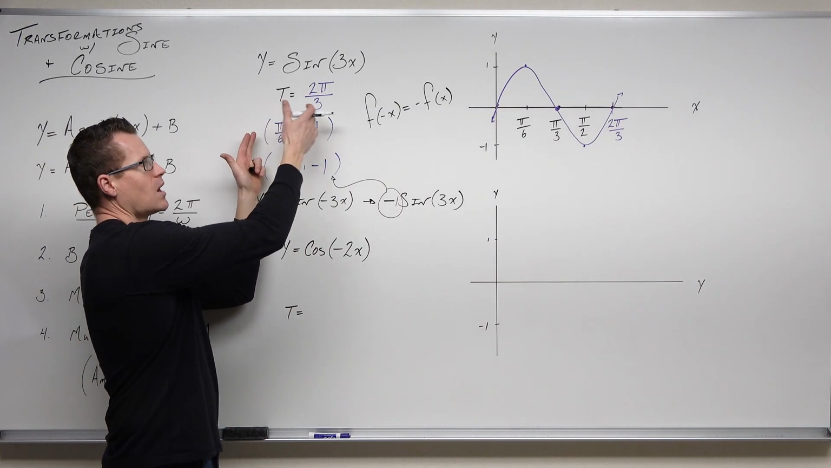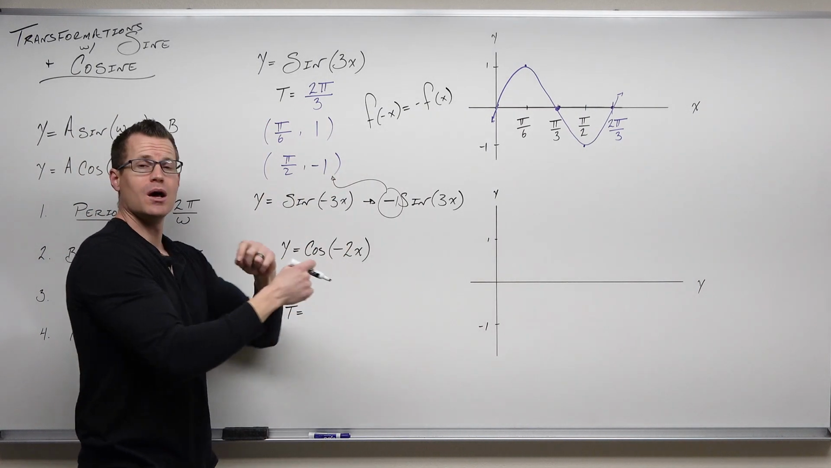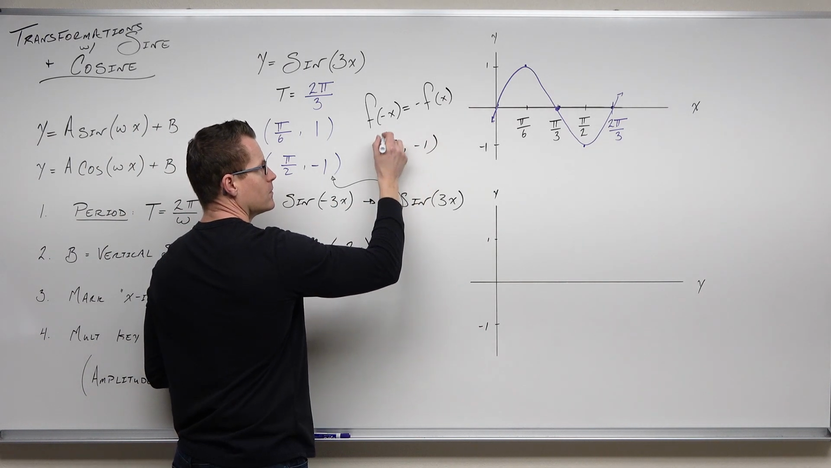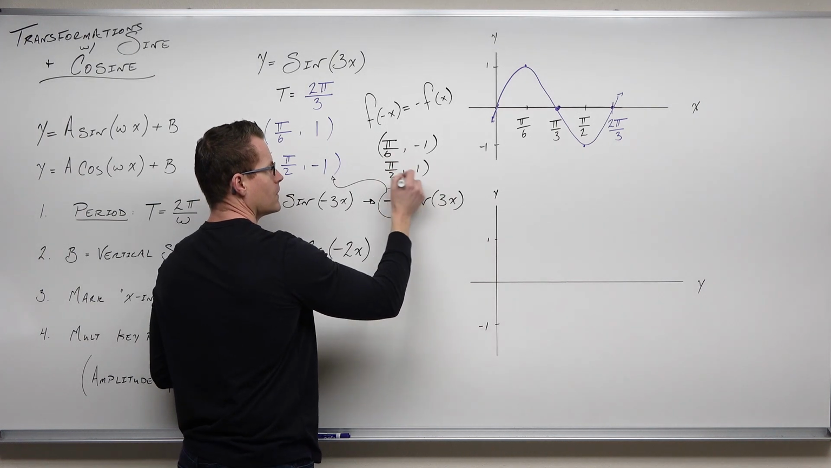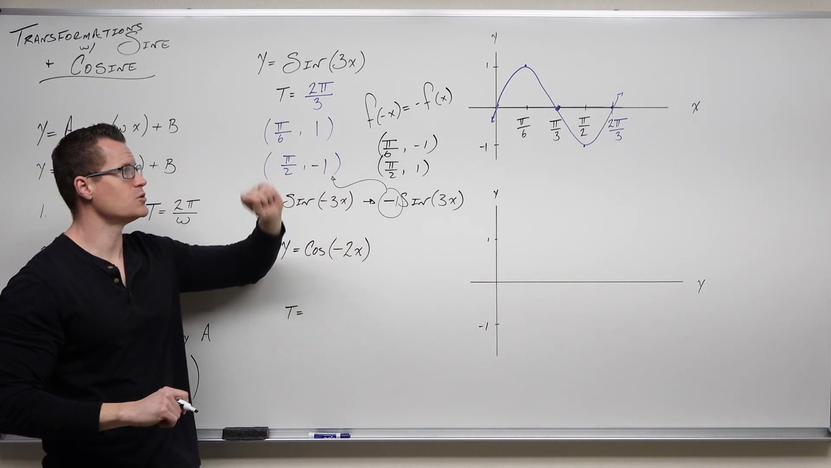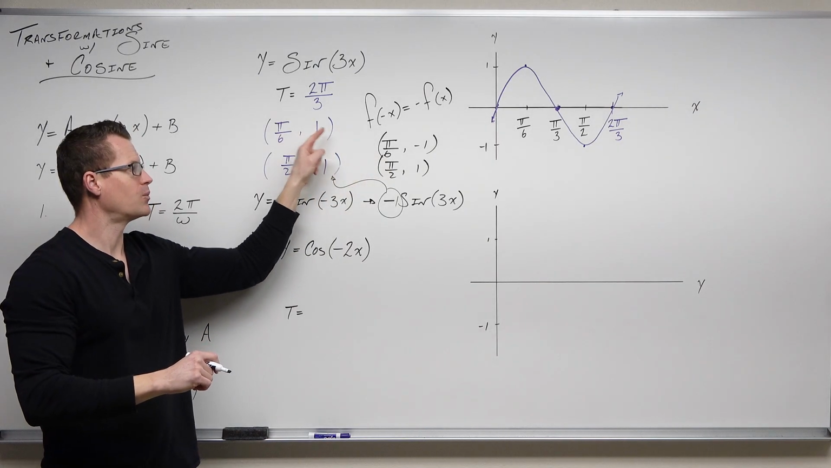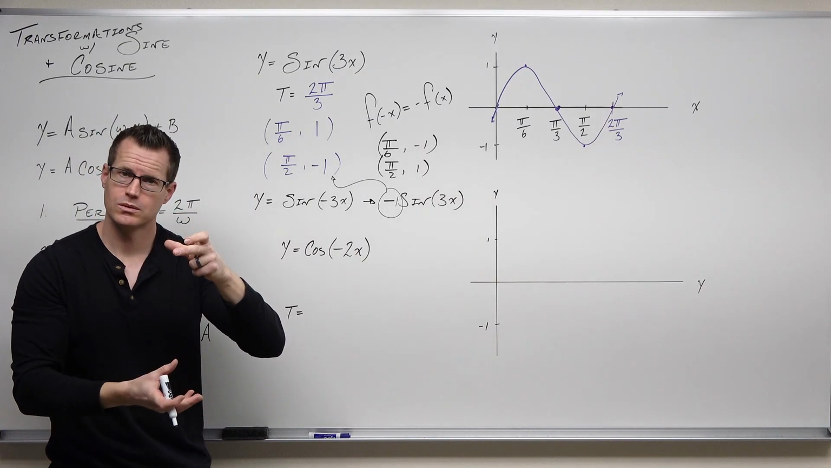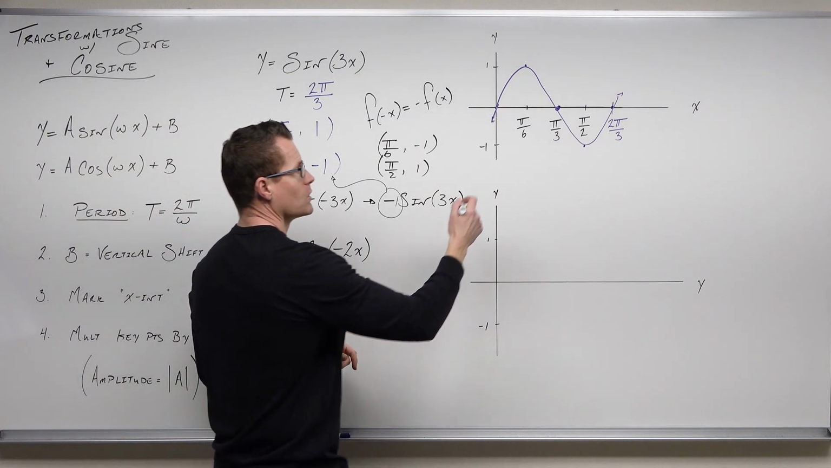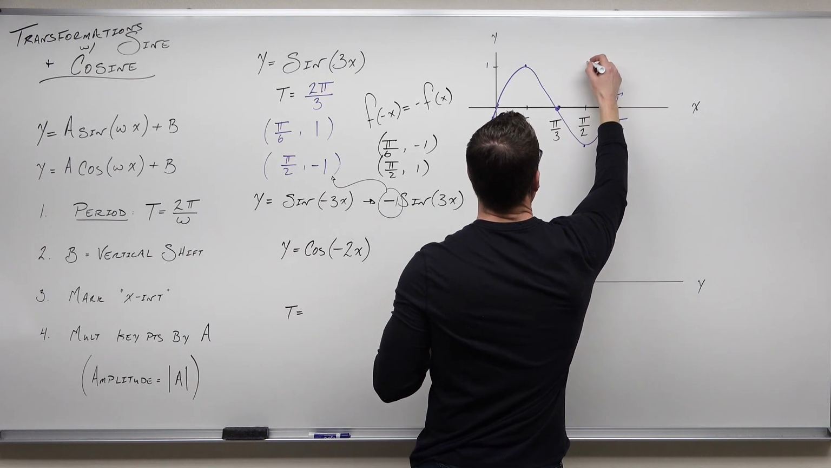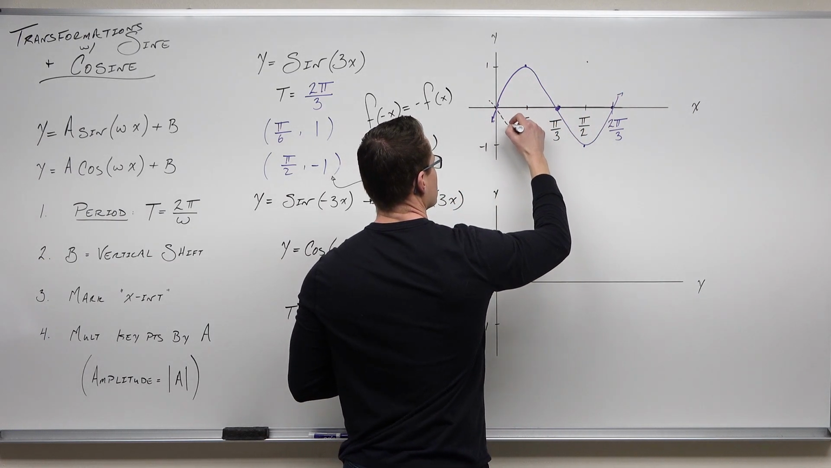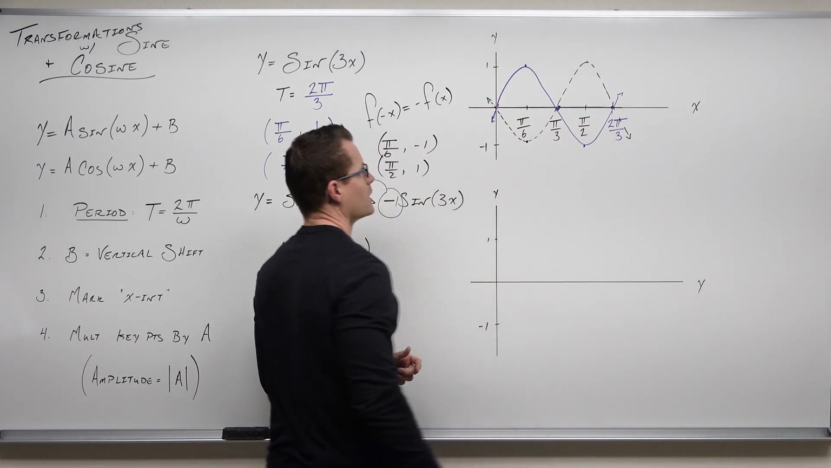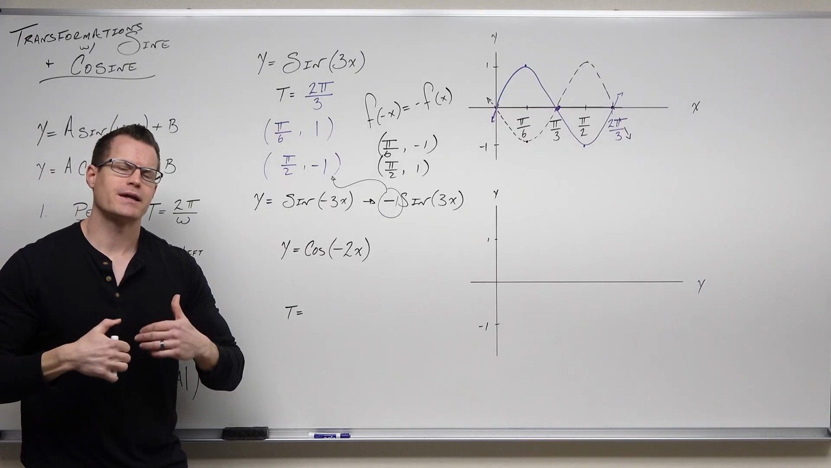You'd have a key point of quarter, comma 1, third quarter, comma -1, but you'd multiply those outputs and you'd get pi over 6, -1 and pi over 2, +1. First quarter, output gets multiplied by -1. Third quarter, output gets multiplied by -1, and it's going to reflect that. And so this graph would look like, kind of pretty. Just a reflection, that's what that would do.